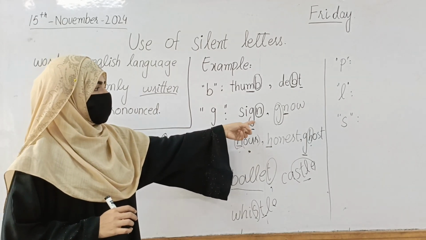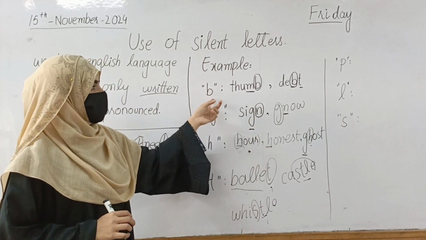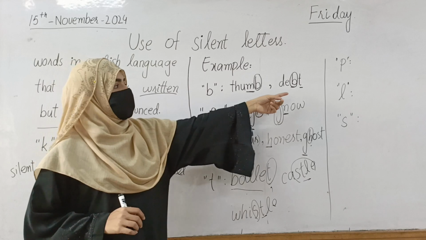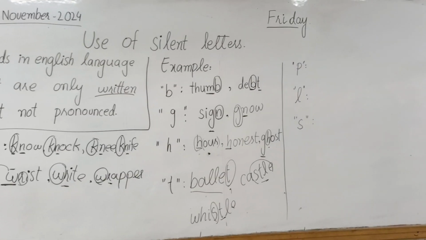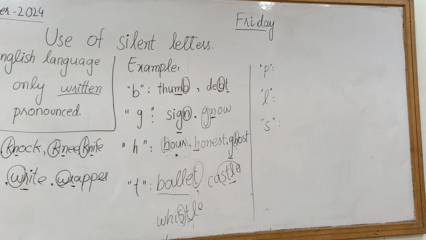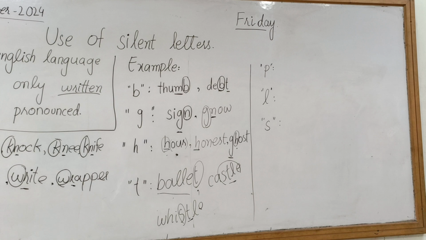G is silent before N, and B is silent after M and before T. Okay. Now, have a look at the left side of the board. I'm just tilting it for you so you can focus properly. Now the letter here is P. Now we will discuss where P is silent.